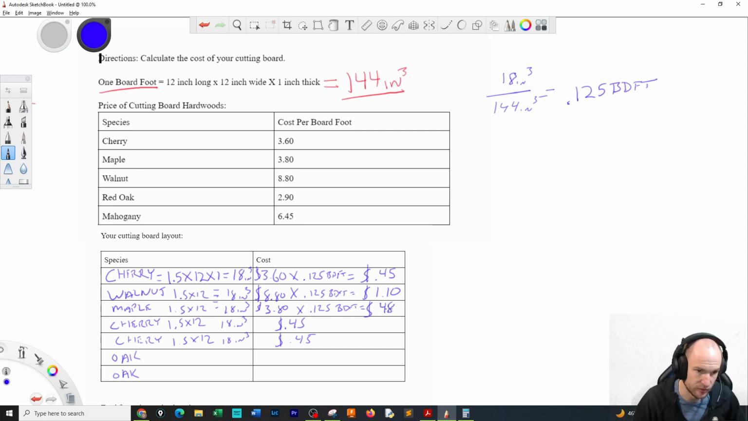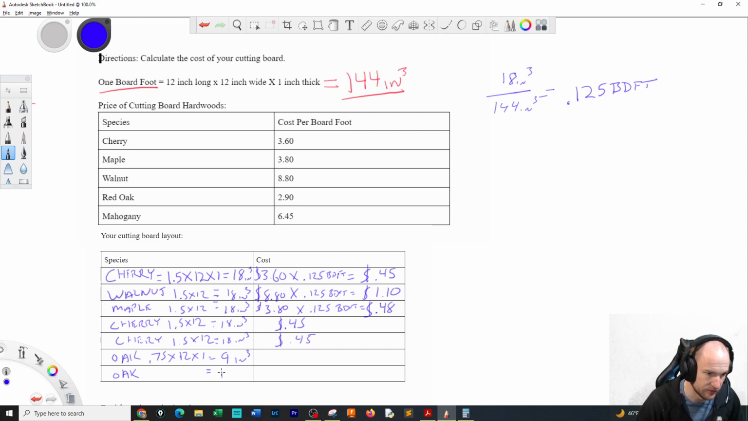We're going to round it up to 48 cents just to make sure. These ones are 45. Now, the oak is tricky. The oak in this particular cutting board were thinner strips. So the oak strips were 0.75 times 12 times 1 inch. Which, if we did the math, I can do it off the top of my head, it's going to be half of this. So it is going to be 9 inches cubed.